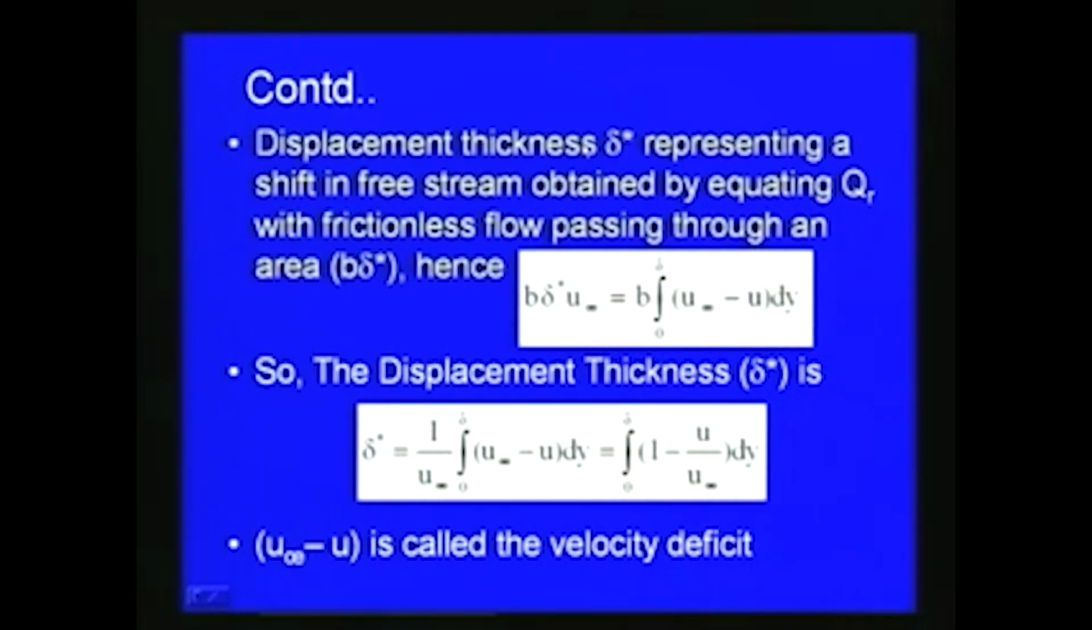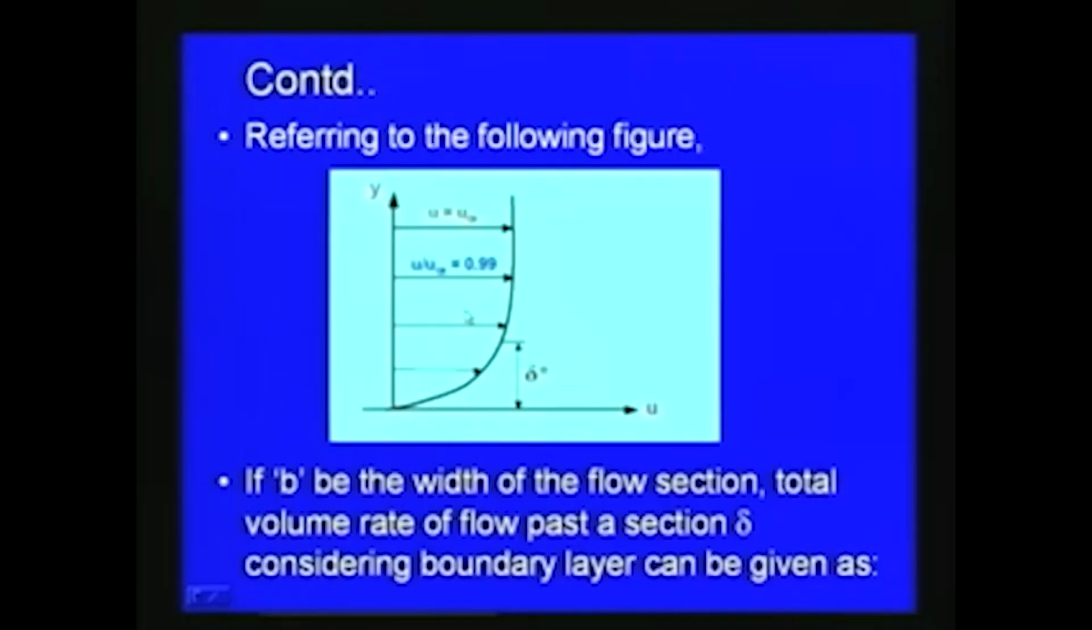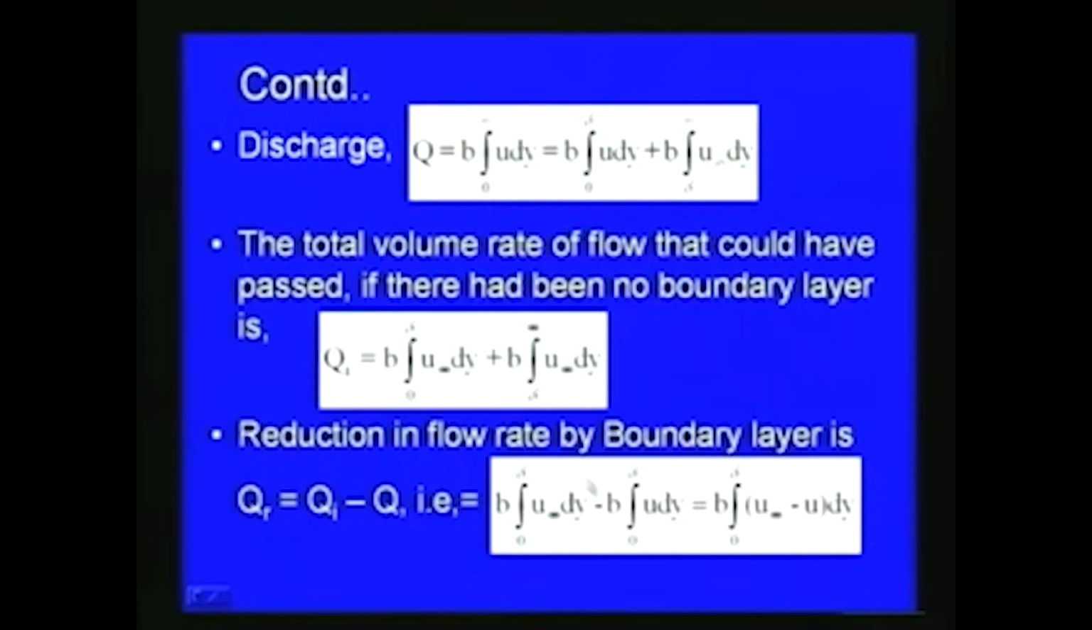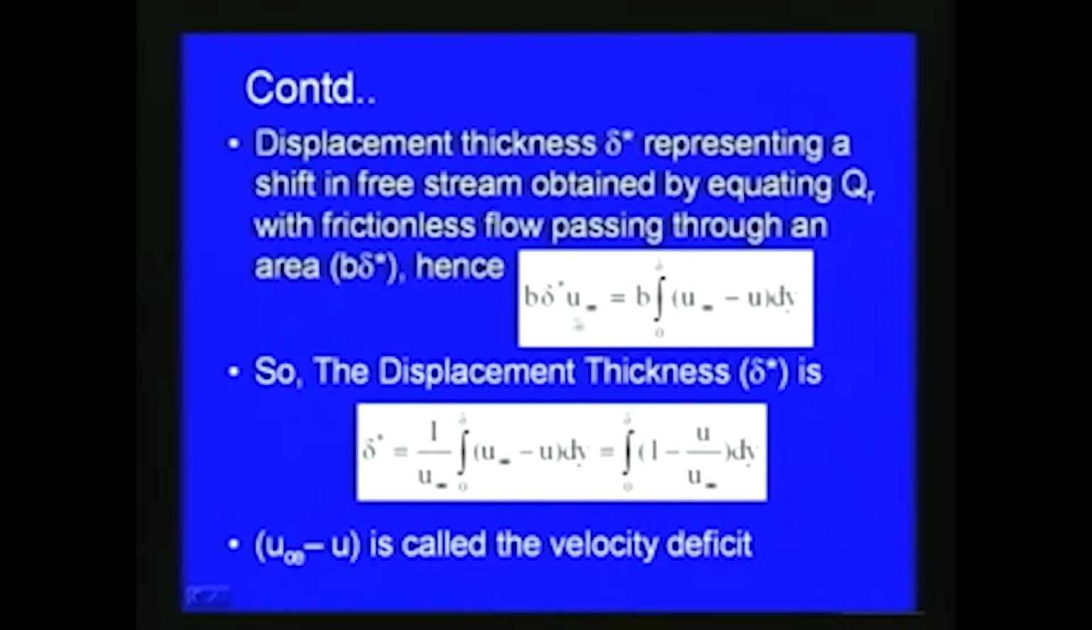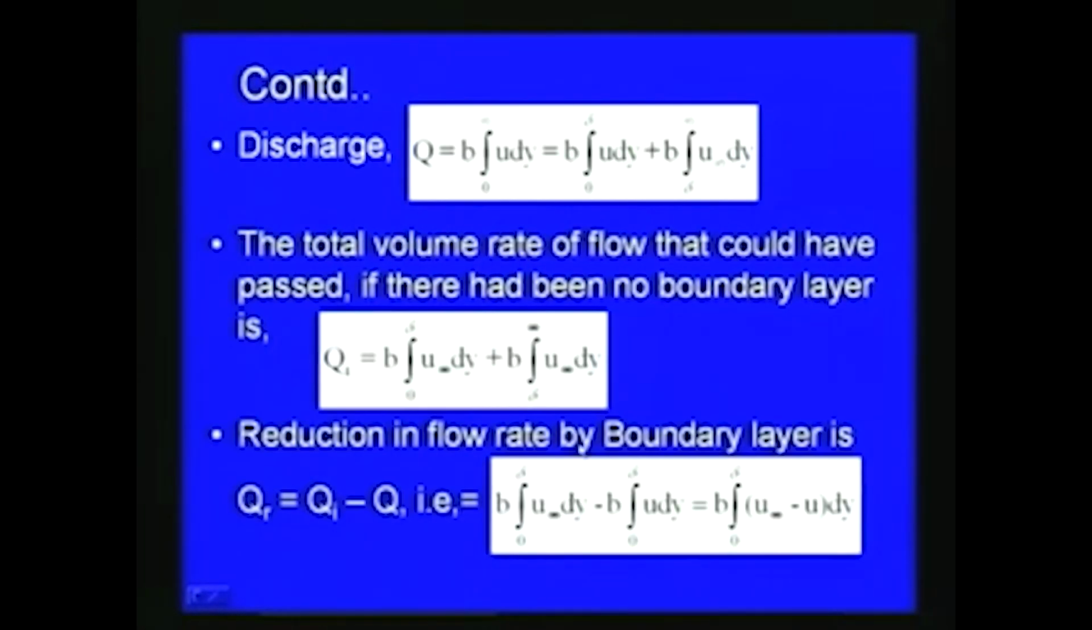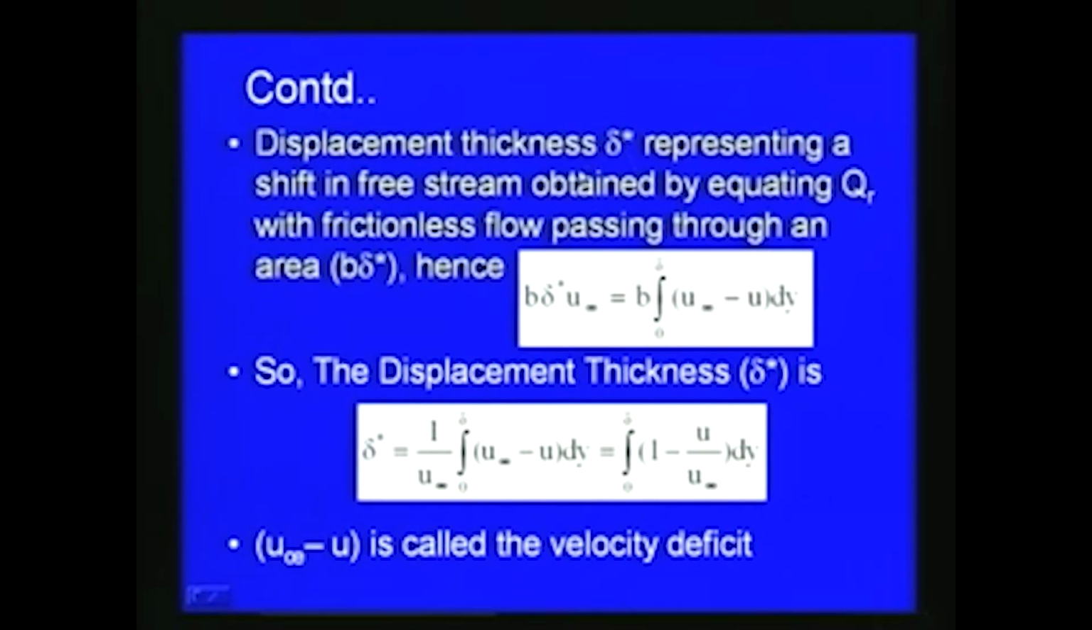Now the displacement thickness, δ star, representing a shift in the free stream, is obtained by equating this qr with the frictionless flow passing through an area b δ star. With respect to this figure, this is δ star, and b is the width of flow which we consider. So we got this reduction in flow, and we can equate it with the displacement thickness: b δ star u∞ is equal to b ∫ from 0 to δ of (u∞ - u) dy.